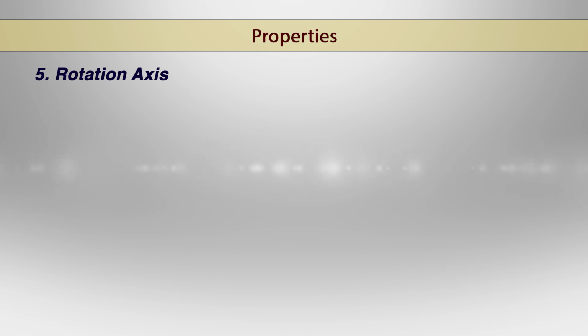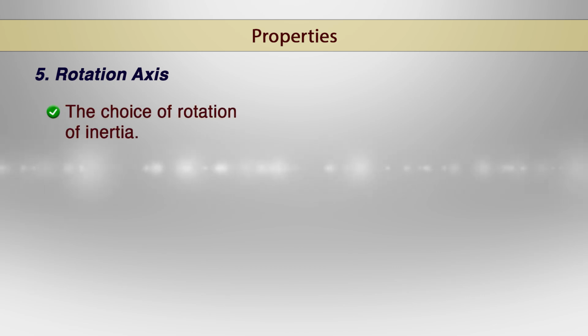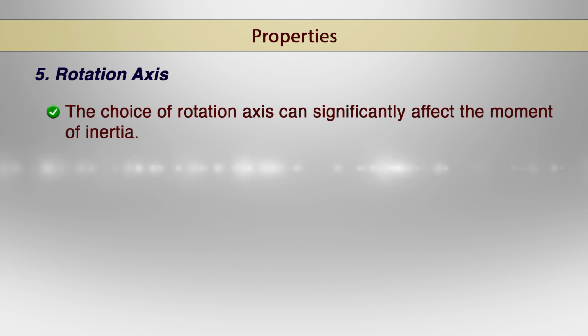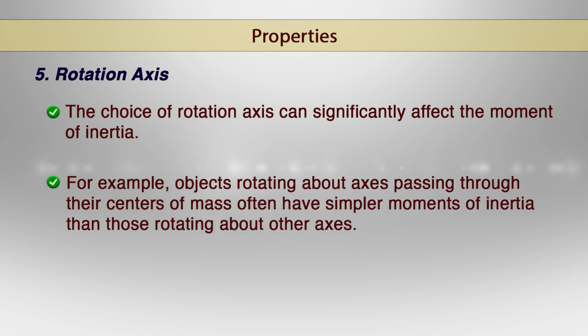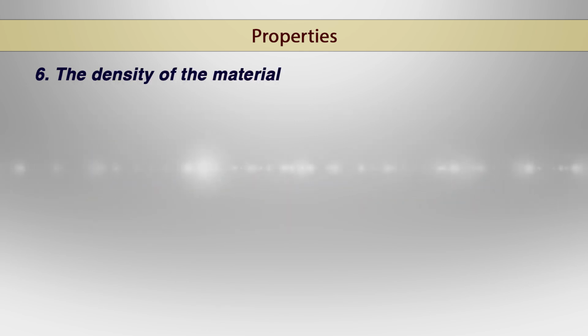The next property is the rotation axis. The choice of rotation axis can significantly affect the moment of inertia. For example, objects rotating about an axis passing through their center of mass often have simpler moments of inertia than those rotating about other axes. The density of the material is yet another property of moment of inertia.